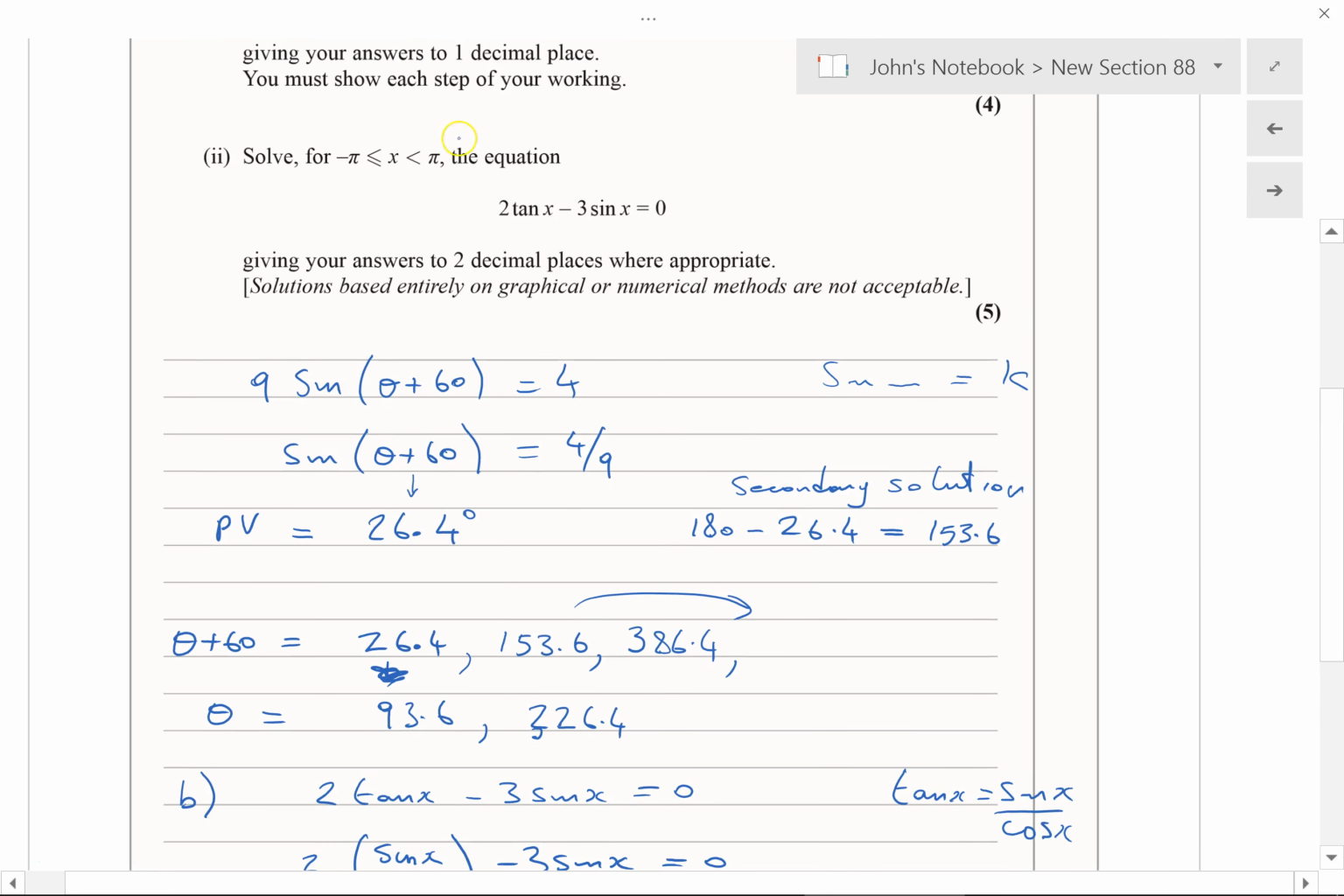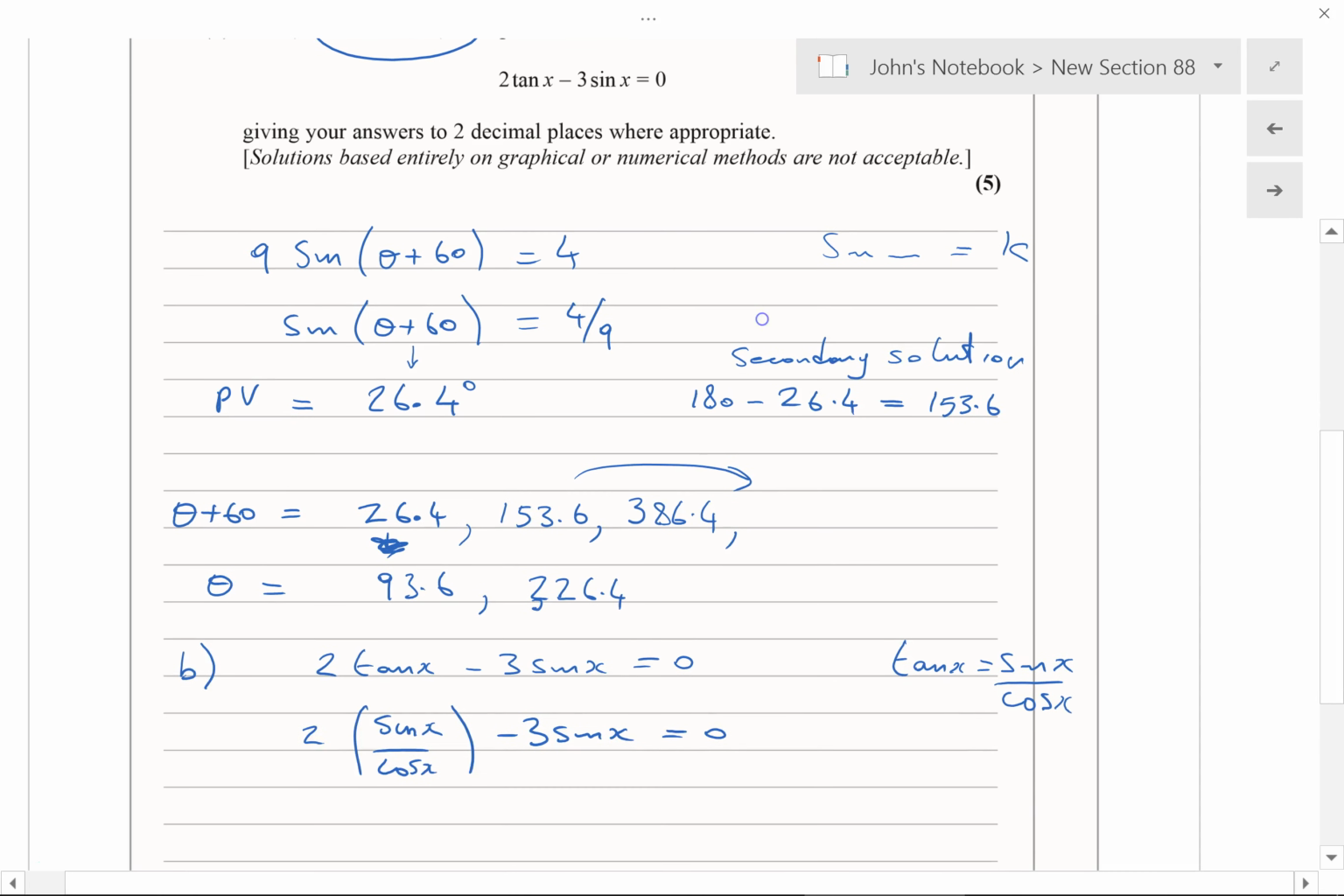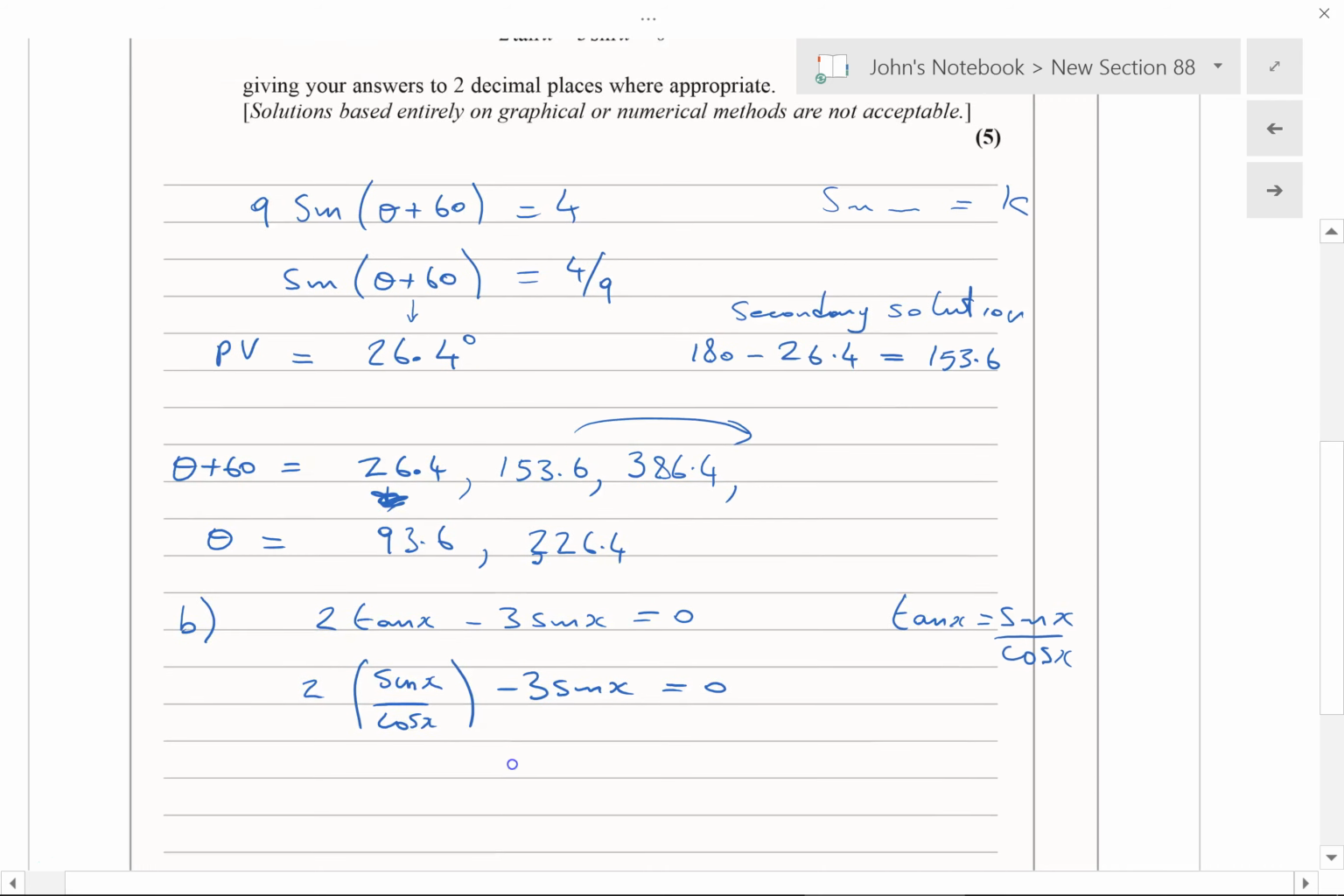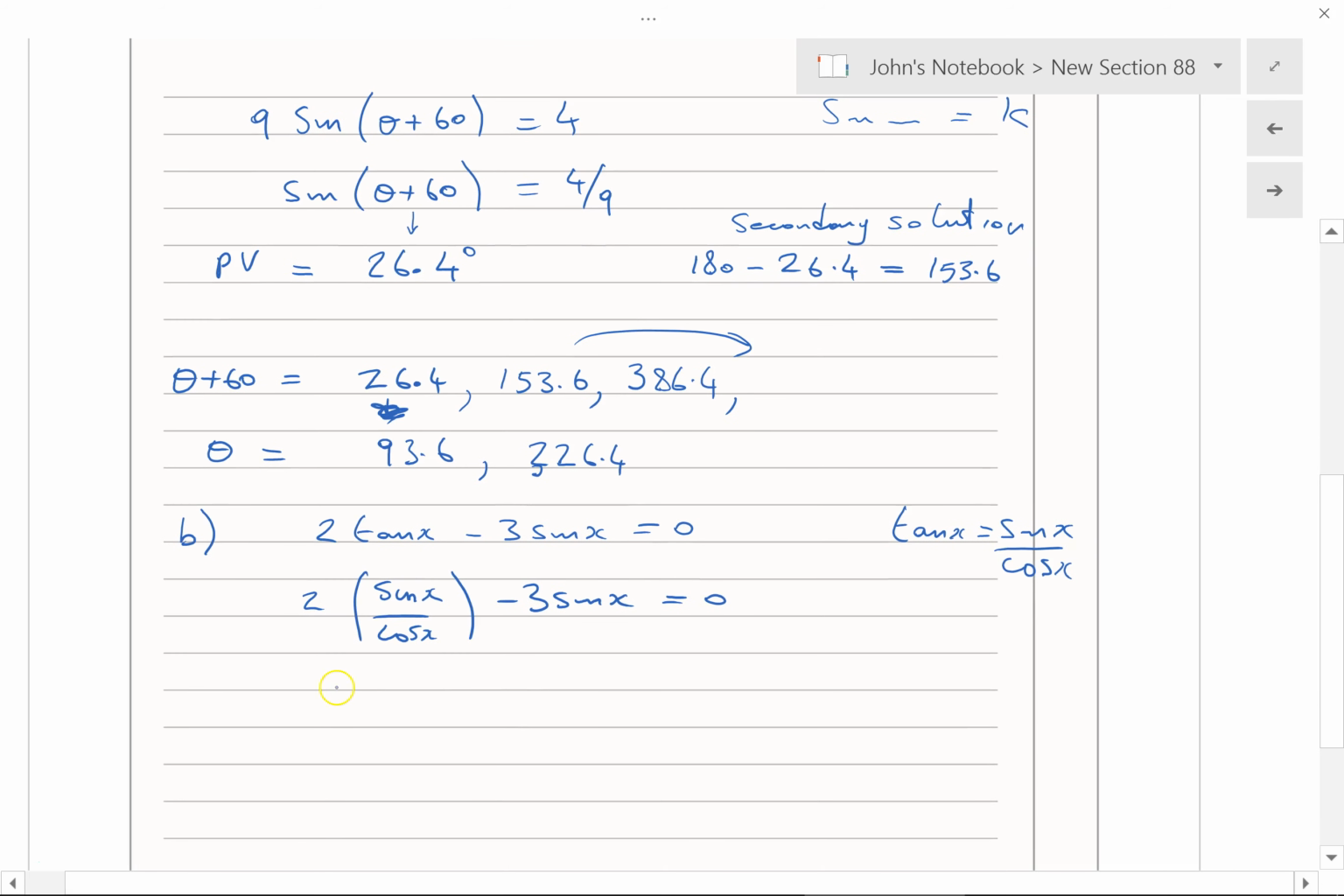Okay, notice this one's going to be in radians as well, so we need to take care there. Now let's multiply through by cos x. So we've got 2 sin x minus 3 sin x cos x equals 0. Don't be tempted to cancel the sin x here because we'll lose solutions if we do that. Take sin x out as a factor, so it's sin x times 2 minus 3 cos x.